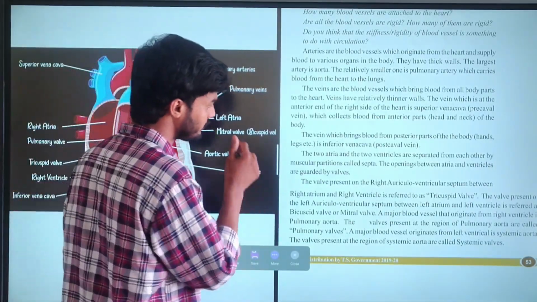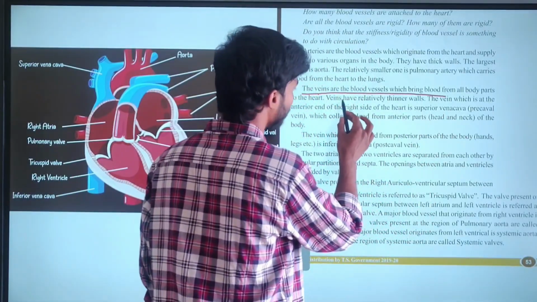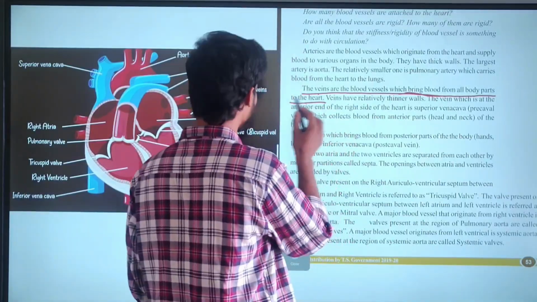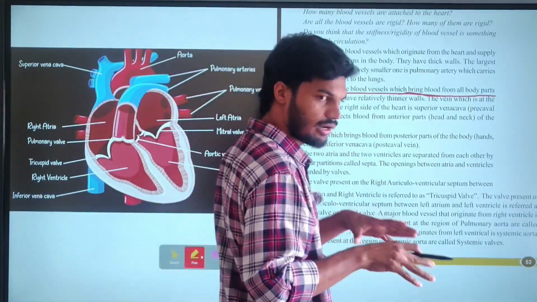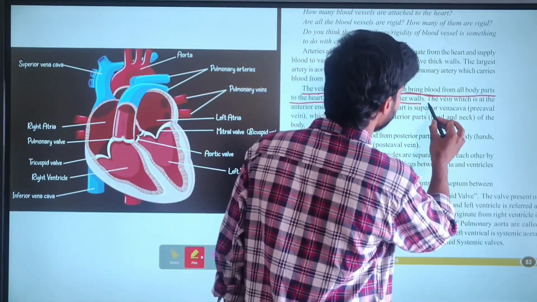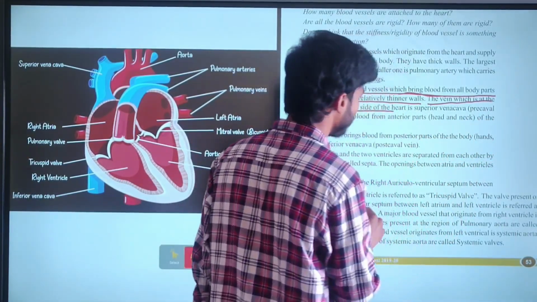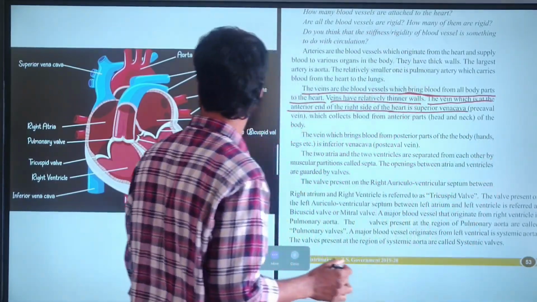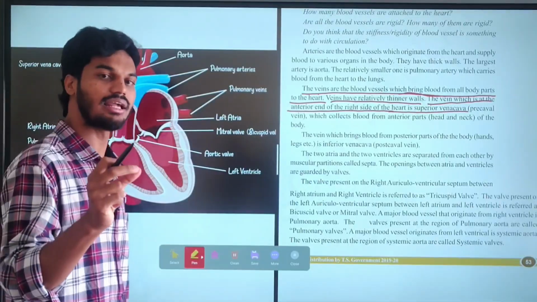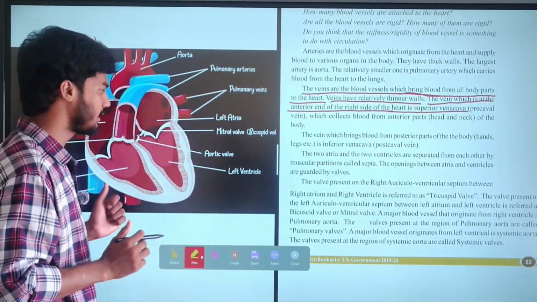Clear? Look at the given sentence. Veins are the blood vessels which bring the blood from all the body parts to the heart. Simply, these will collect the blood from all the body parts to the heart. Then what happens? Veins have relatively thinner walls. The walls are very thin, not thick as compared to the arteries.